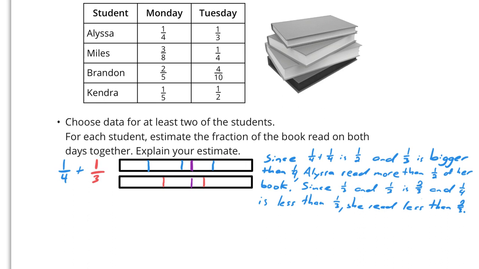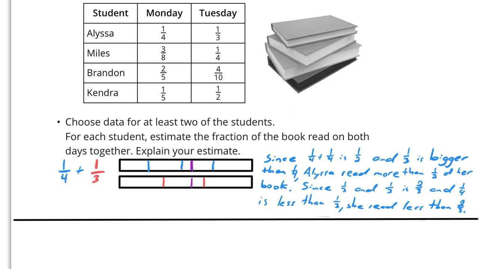For our next estimate, let's have a look at Kendra. Now, Kendra is over here, who read a fifth of her book on Monday and a half the book on Tuesday. So let's enter that in. We've got a fifth of the book first, and then she read a half of the book. Now this is approximately equal to a fourth and a half.